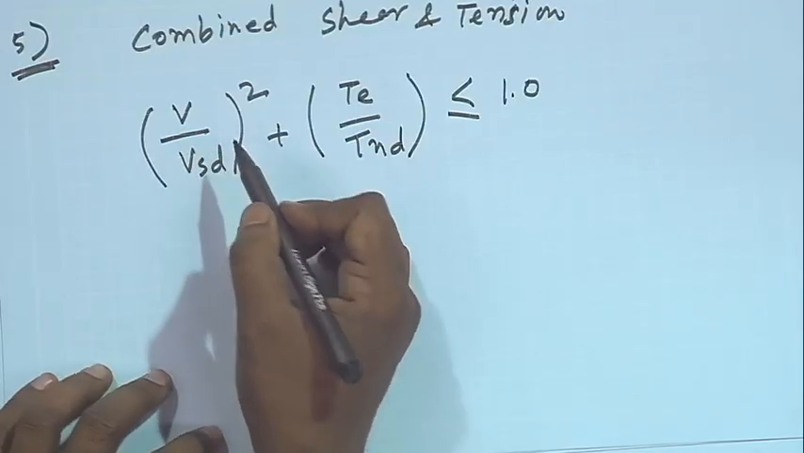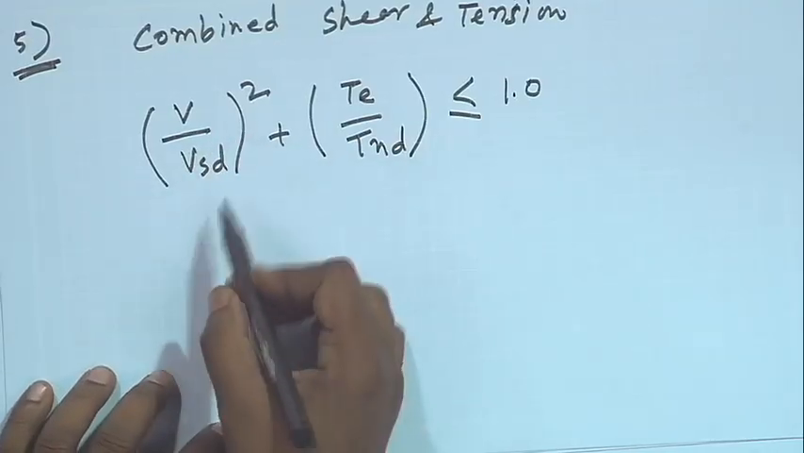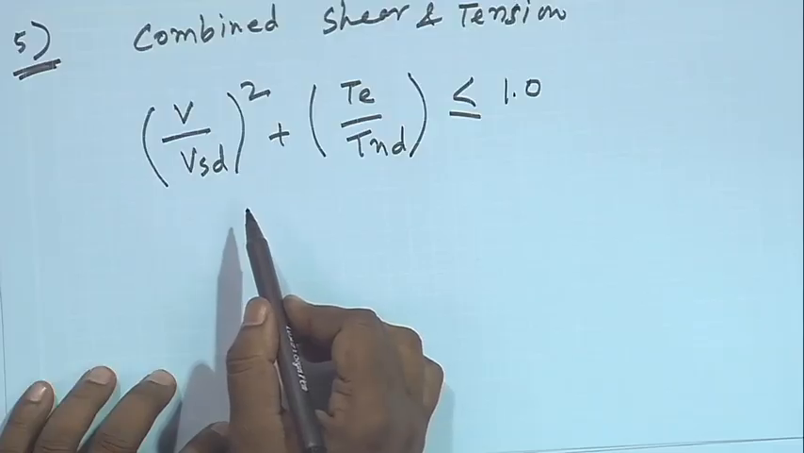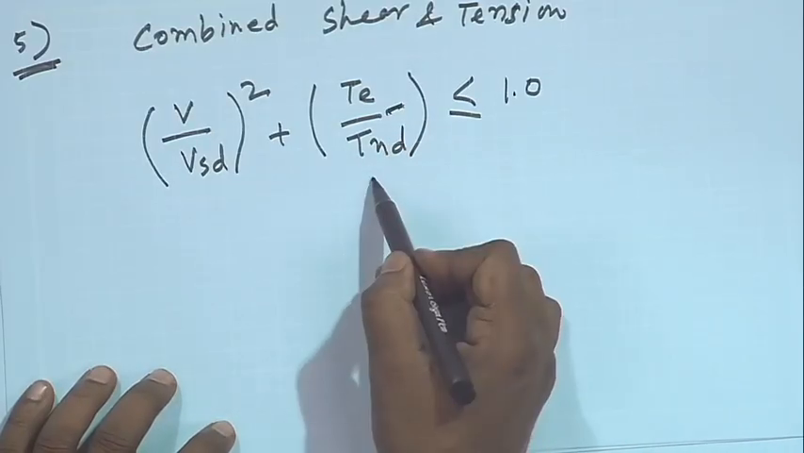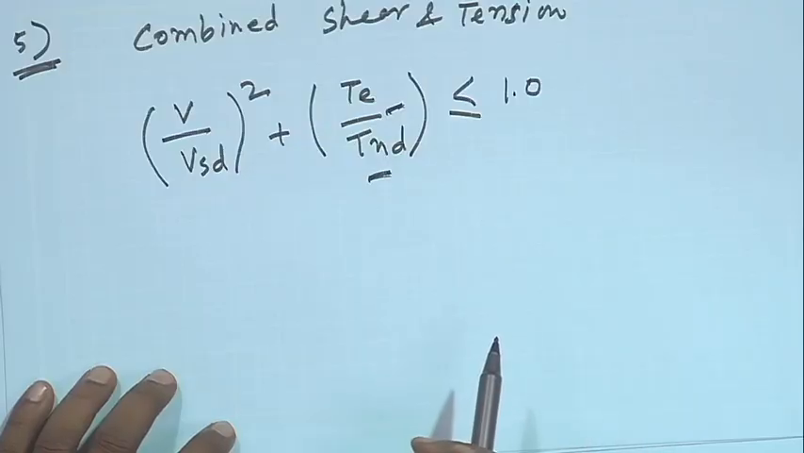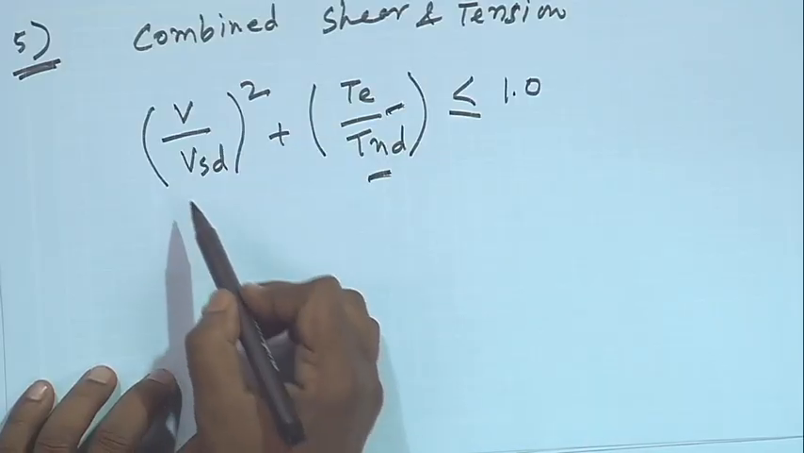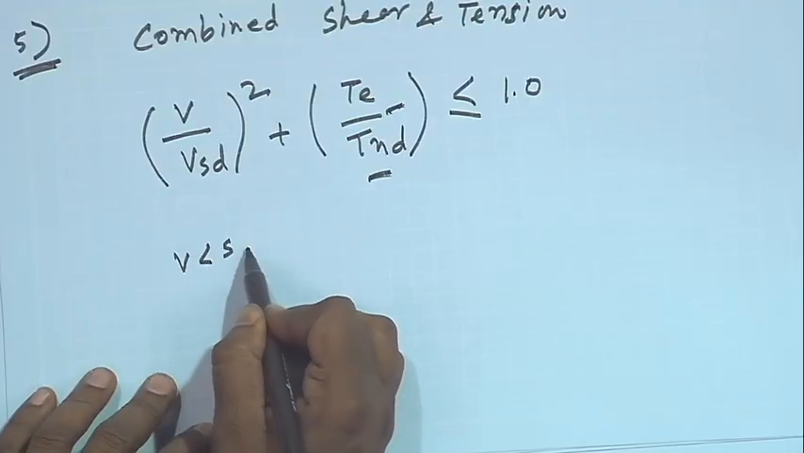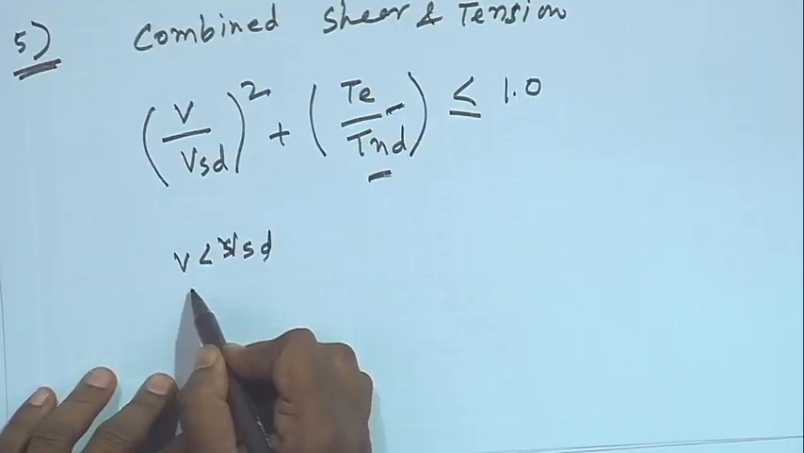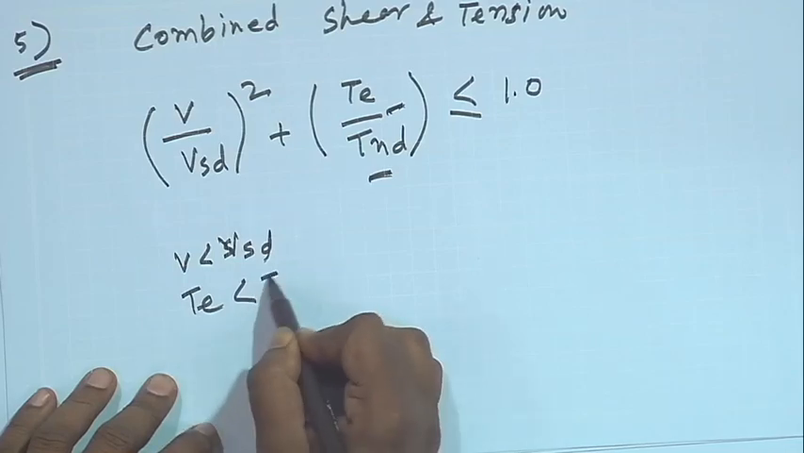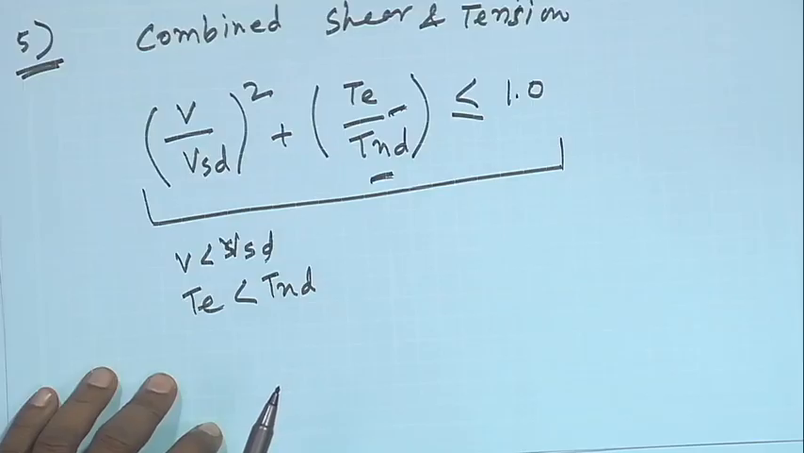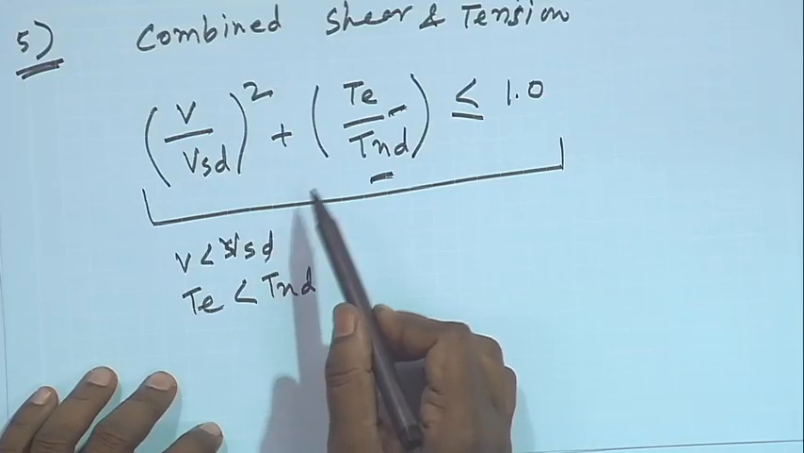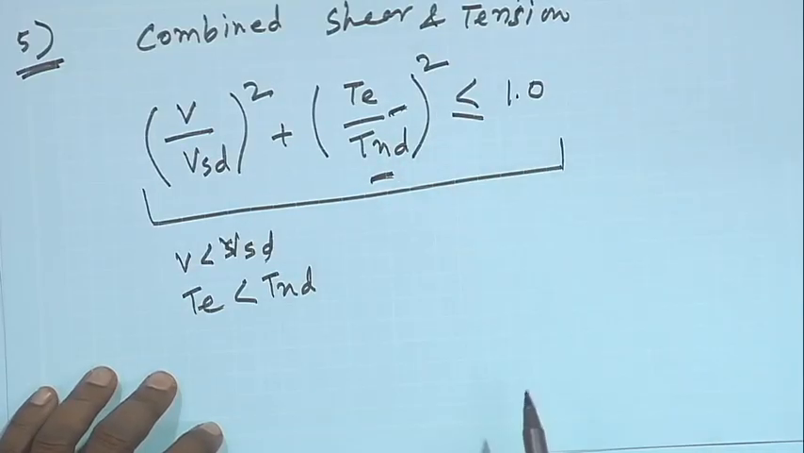Here V is the applied shear force, VSD is the design shear capacity, T is the externally applied tension, and TD is the design tension capacity. So, not only should V be less than VSD and T be less than TD, but this interaction check also has to be conducted, and the summation of these two ratios must be less than 1.